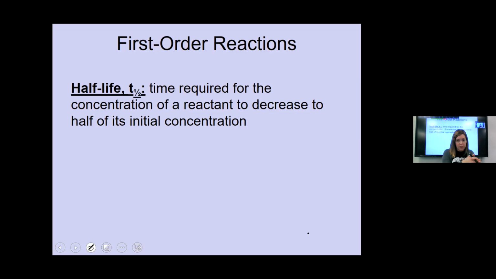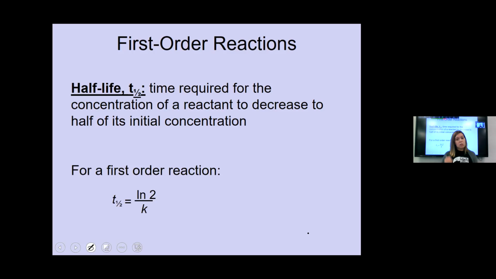So if we started with 50 grams, after one half-life, we would have 25 grams. After a second half-life, we would have 12.5 grams. After a third half-life, we would have 6.25 grams, and so on. So half-life is the amount of time that it takes to lose half of the sample or half of the concentration.